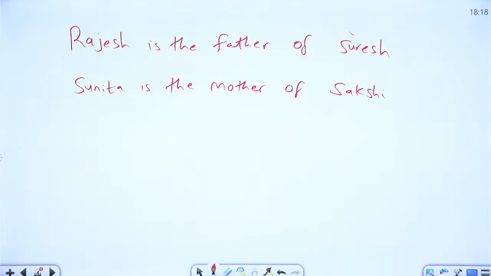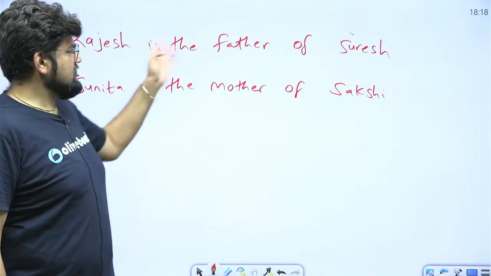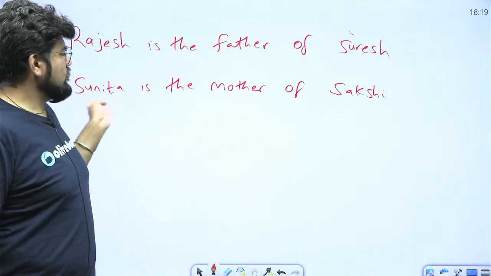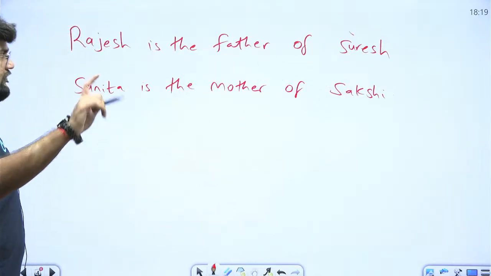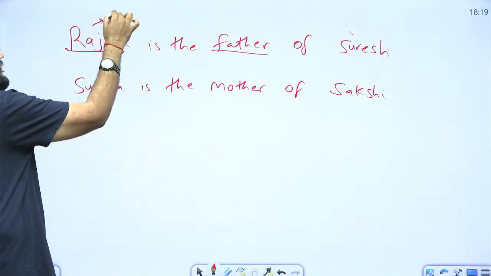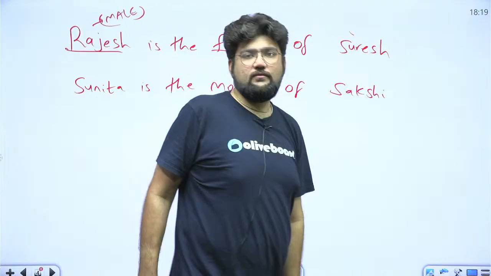Very good, Arvind. Excellent. I am very sure a lot of you who did not answer thought that it's correct, it's right. Rajesh is the father, he is a male. Suresh is the son, he is also a male. Sunita is the mother, she is a female. Sakshi is the daughter, she is also female. Rajesh is the father, is perfect, this is given. So, he is a male for sure.